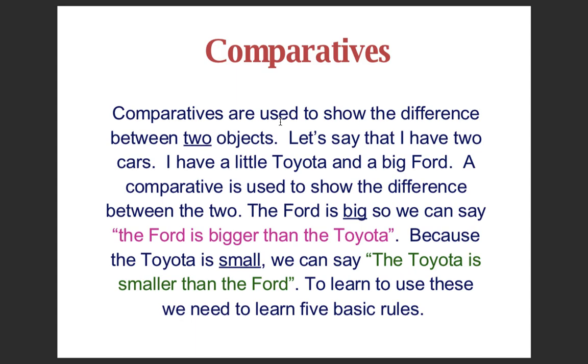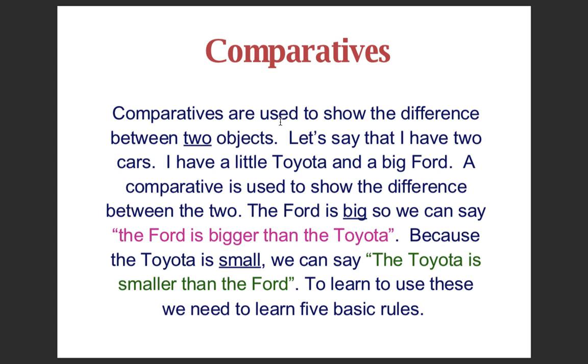For example, if I have a little Toyota and a big Ford, I wanna make a sentence using these two nouns. I know that the Ford is bigger than the Toyota. So I can say the Ford is bigger than the Toyota. The word bigger is a comparative adjective. If I want to change the sentence, I can say the Toyota is smaller than the Ford, which is also another example of using a comparative adjective.